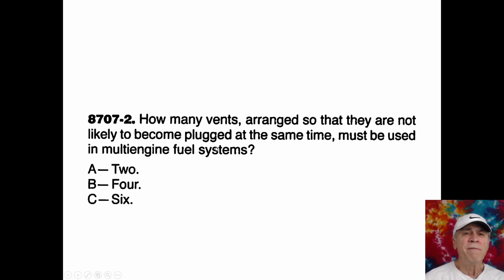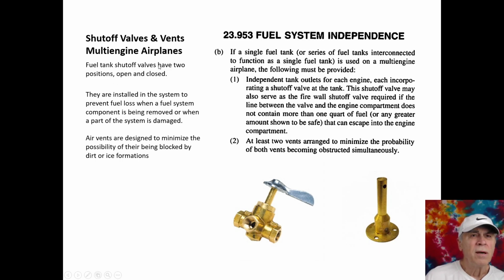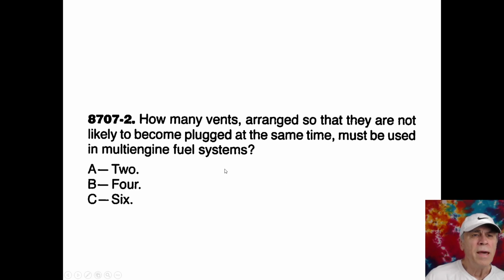The question is, how many vents arranged so that they are not likely to become plugged at the same time must be used in multi-engine fuel systems? So how many vents? Did we see the answer in there? I'm going to say 2. Did we see that? Yeah, they must have 2 positions, open and closed. That doesn't totally tie in. At least 2 vents arranged to minimize. Okay, so there you go. At least 2 vents. A.